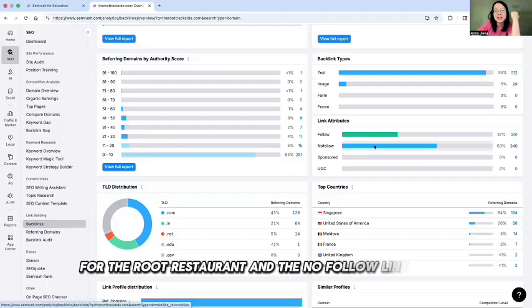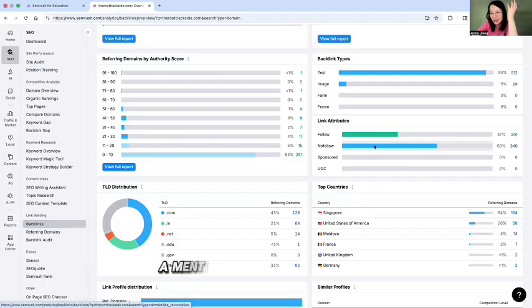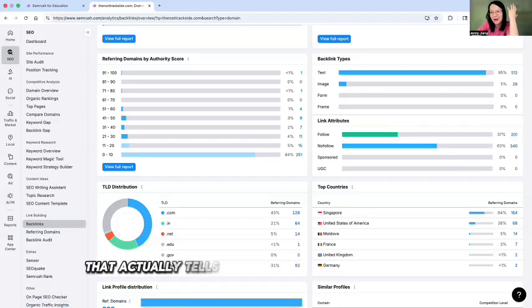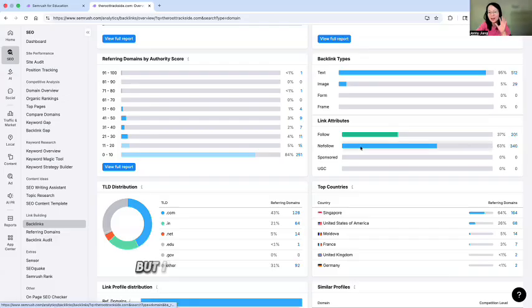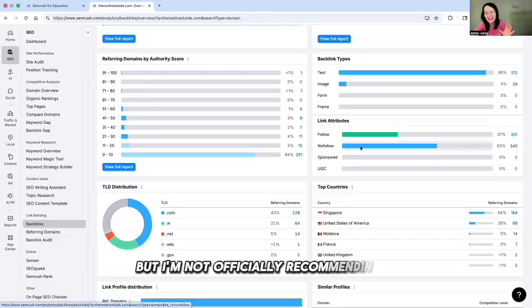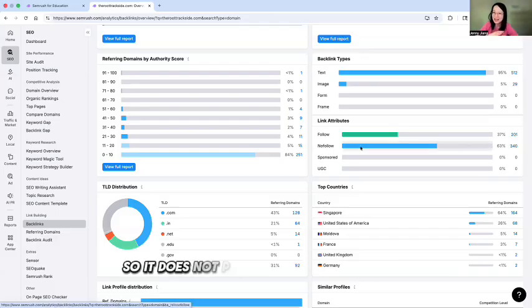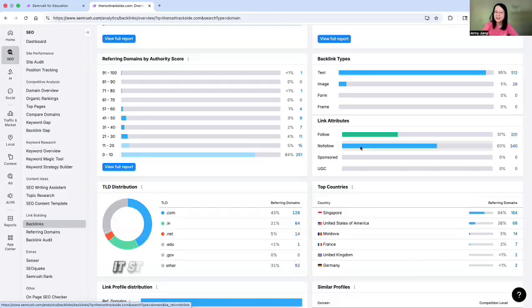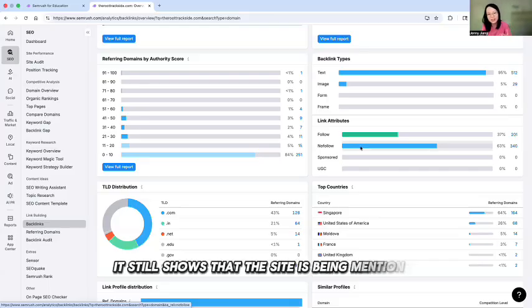And the no-follow link is like a mention without endorsement. So what does that mean? That actually tells Google, I'm linking to the website, but I'm not officially recommending it. So it does not pass very strong SEO value, SEO authority. It still shows that the site is being mentioned.